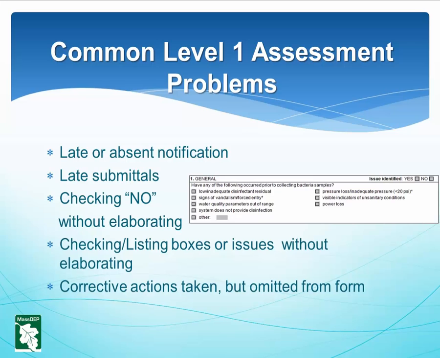Under the RTCR, MassDEP must be notified of an assessment trigger. The more information, the better. So elaborating when checking no is important. And not identifying potential causes of contamination should mean taking a closer look at the system. Chlorination or flushing may not solve the problem. Assessors must make sure to fill out the Level 1 form as completely as possible to avoid issues down the line.